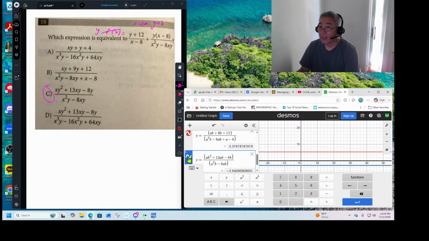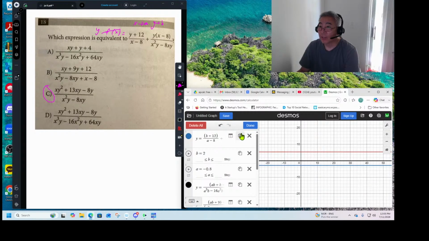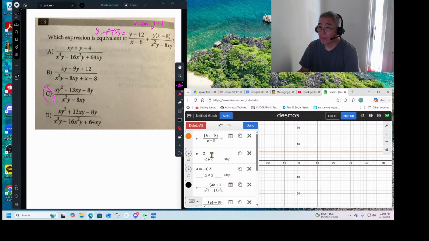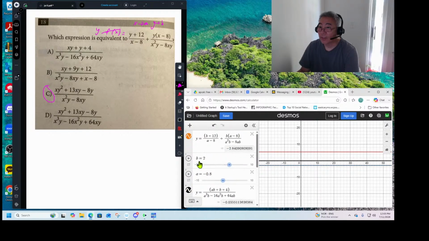Okay, so this first one is blue. If I want to make them different colors, I could make this one a black dotted line, and this one an orange dotted line. Okay, and now the orange and blue are clearly on top of each other, right? And even if I slide a and b around, orange and blue are always on top of each other, right? So that proves it.